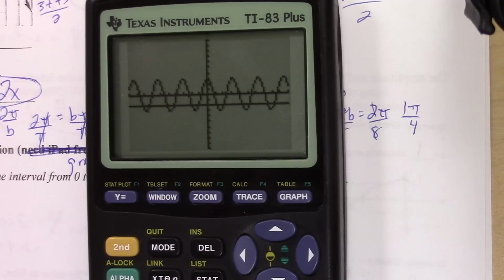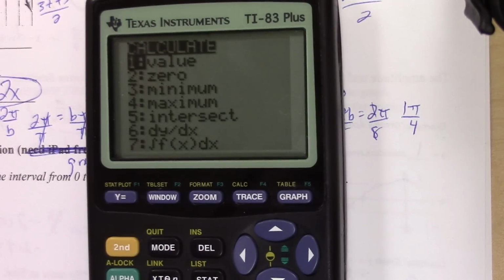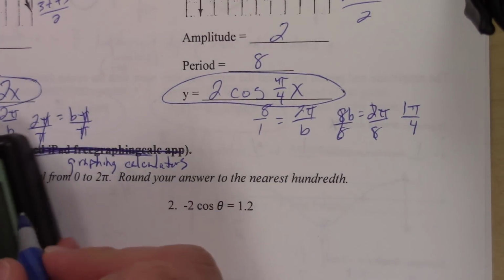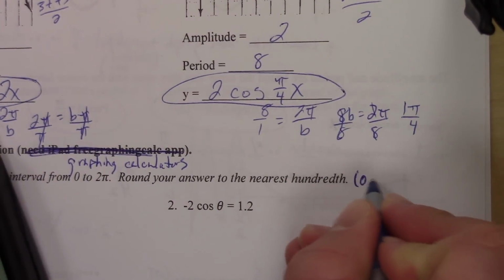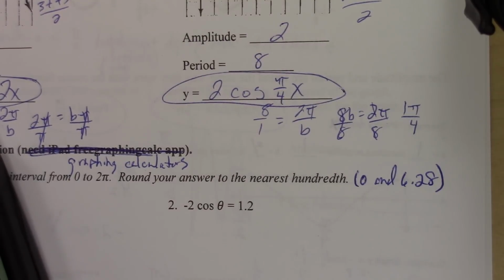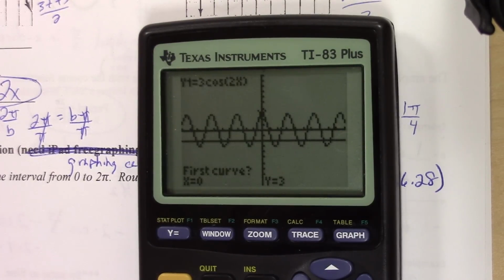Now we've done some work with how to find the points of intersection. Remember, we did a whole lesson on this. We go second, trace, and the calculate options come up. What I'm trying to find is the points of intersection between 0 and 2 pi, which is between 0 and 6.28. I'm trying to find all the values where they intersect. So I'm going to choose intersect, press 5, and it comes here.